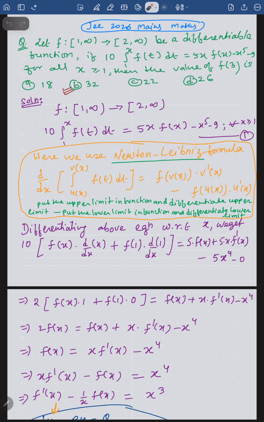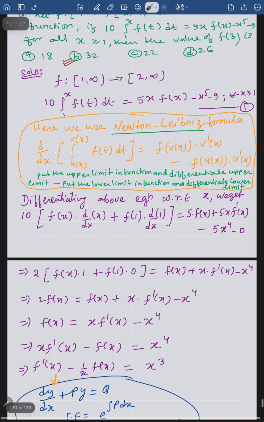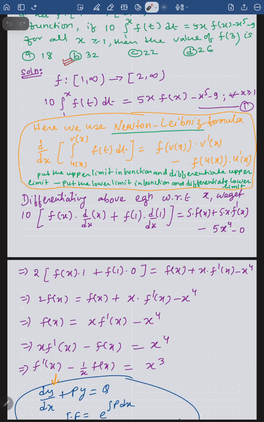Okay, let us see. Your function is from [1, infinity) to [2, infinity). So 1 is included over here and 2 is included in the range side. Okay, we will utilize this concept of interval also if needed. Now our function is of this format: 10 times the integral from 1 to x of f(t) dt equals 5x f(x) minus x to the power 5 minus 9 for all x greater than or equal to 1. This is equation 1. Now actually we want to find f(3). For that we have to find f(x).